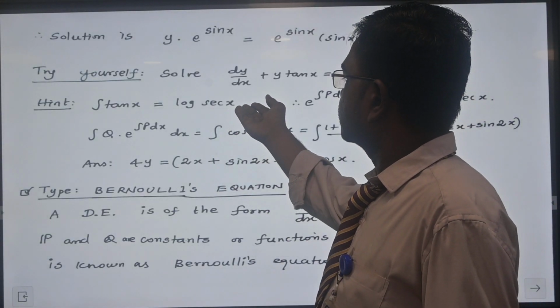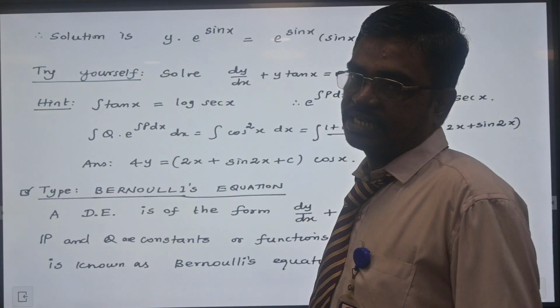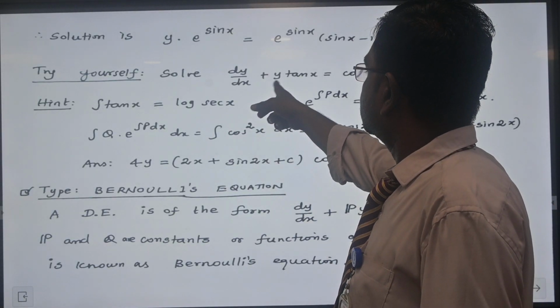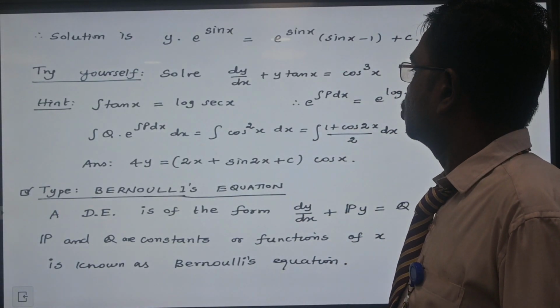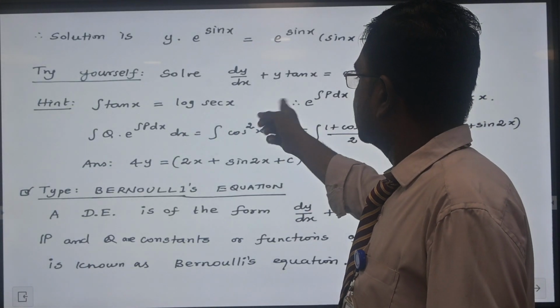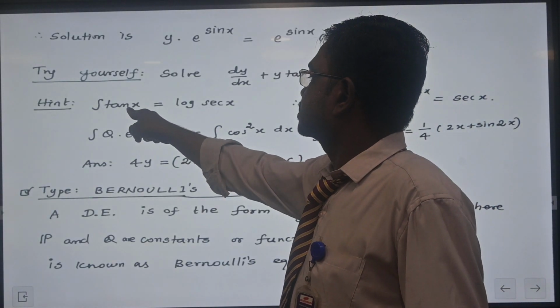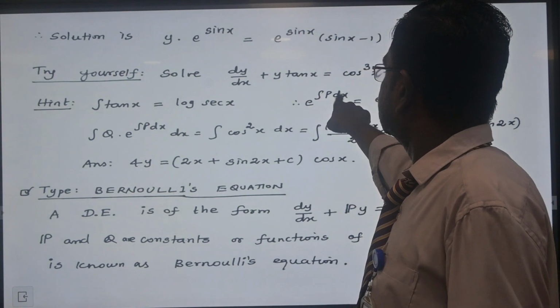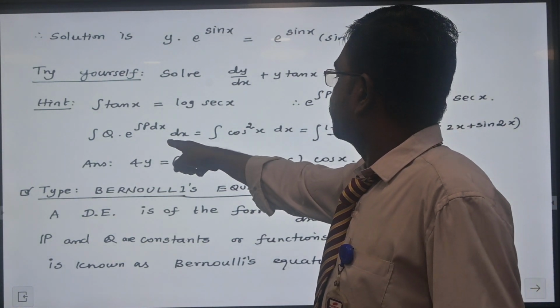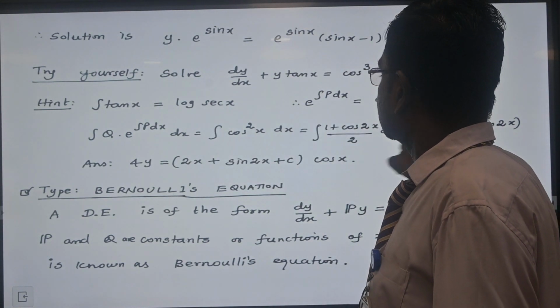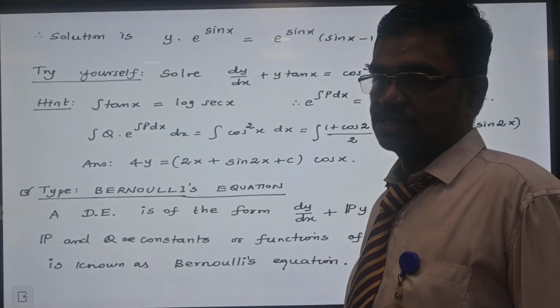So I will give one example, but you can try yourself. The equation is dy/dx plus y tan x equal to cos cube x. I will give a hint: what is the integration of tan x? Log secant x. This is the integrating factor, and then we can find this answer after simplification. So you can try yourself.